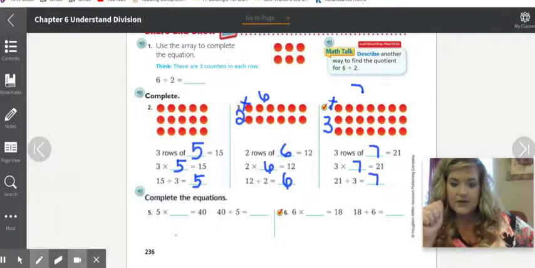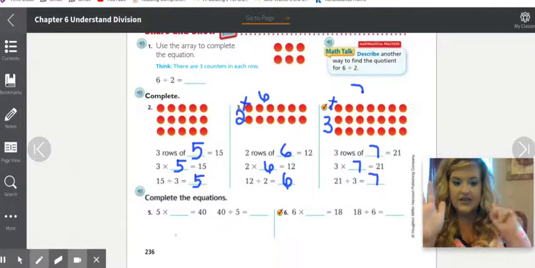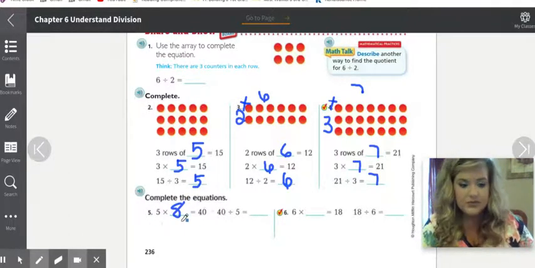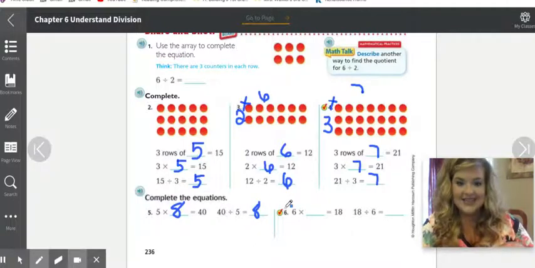So skip count with me if you can, and it's 5, 10, 15, 20, 25, 30, 35, 40. So 5 times what equals 40? 5 times 8. Since I have a full multiplication problem right here, I can fill in my division problem now. 40 divided by 5 will be that same missing number, okay? So 40 divided by 5 is 8.